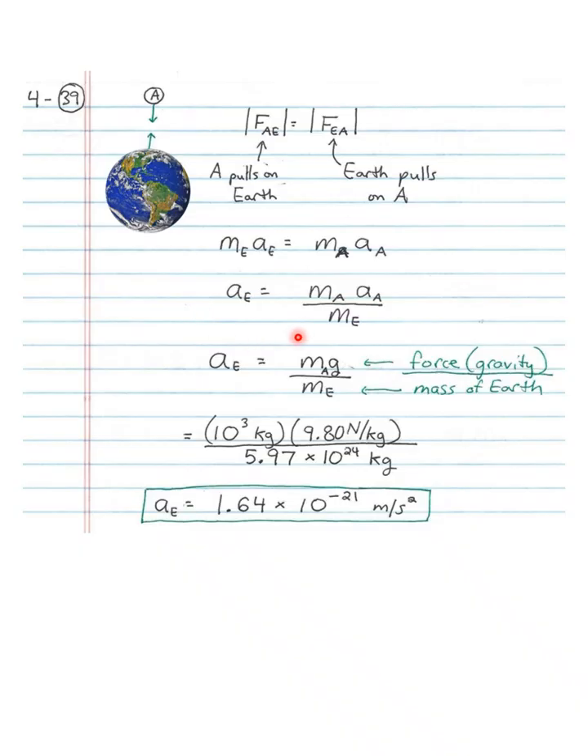So the ratio of the masses, we have mass of A over mass of E. The acceleration of the falling object is g, 9.80 meters per second squared, which you learned back in chapter 2. And so we'll plug in all the values. It's going to be a very small acceleration because of the ratio of those masses. And we get 1.64 times 10 to the negative 21 meters per second squared. That's the acceleration of the Earth upward.